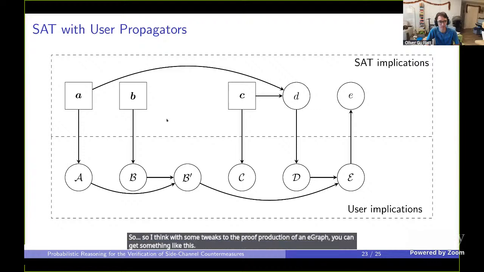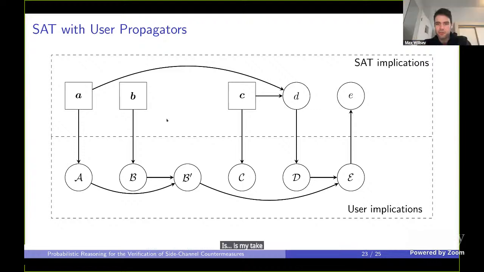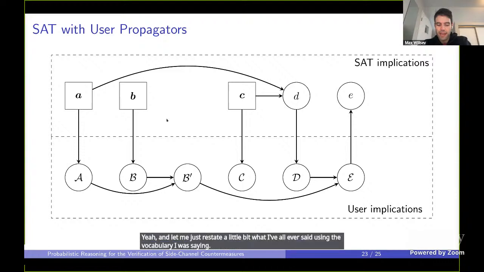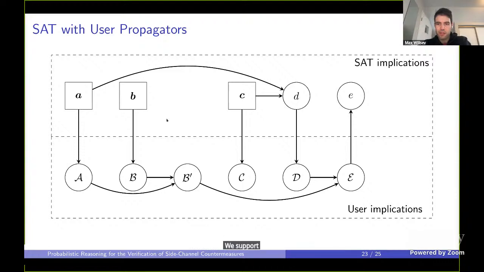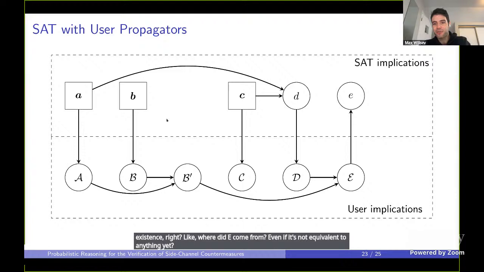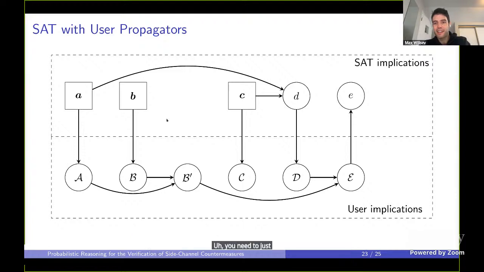Yeah, and let me just restate a little bit what Oliver said using the vocabulary I was saying. We support proofs for why two terms became equal, but for this little e, you also need a proof of existence, right? Like where did e come from? Even if it's not equivalent to anything yet, you need to justify who put it there and for what reasons.